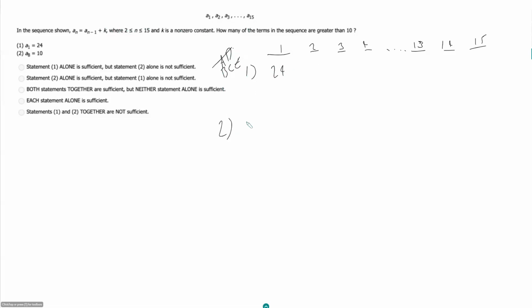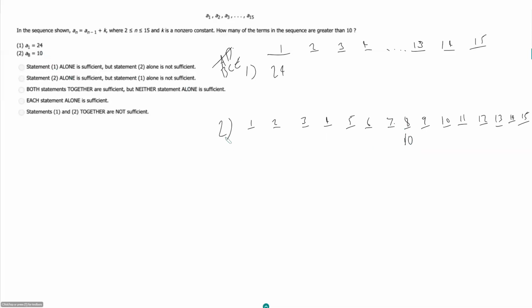Statement 2. The eighth term is equal to 10. So let's think about what this is saying. This might seem insufficient at first, because we still only have one term. But let's think about this for a second, because the value of that term is 10. So what does that mean?